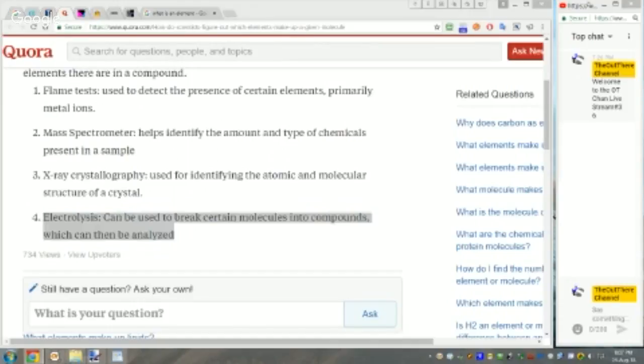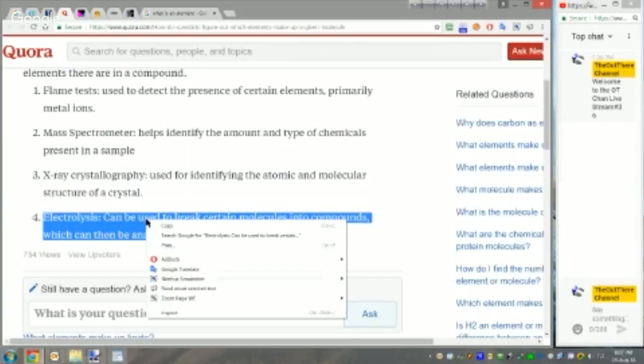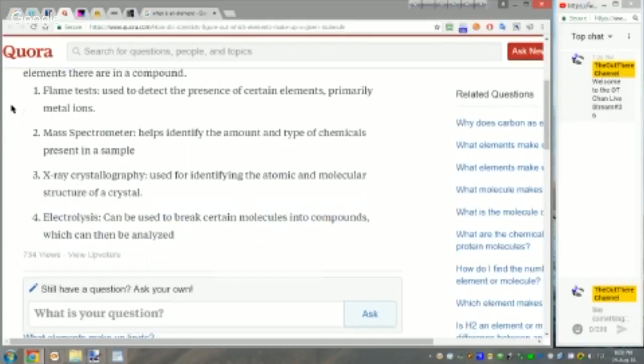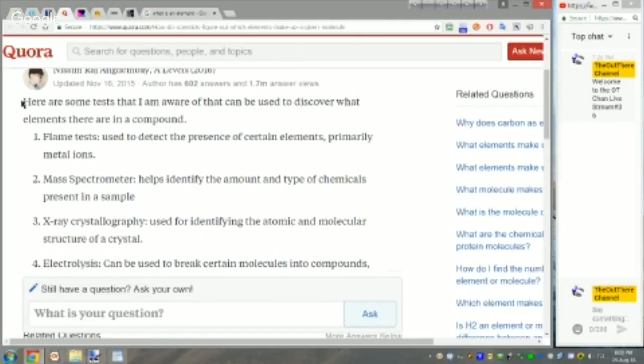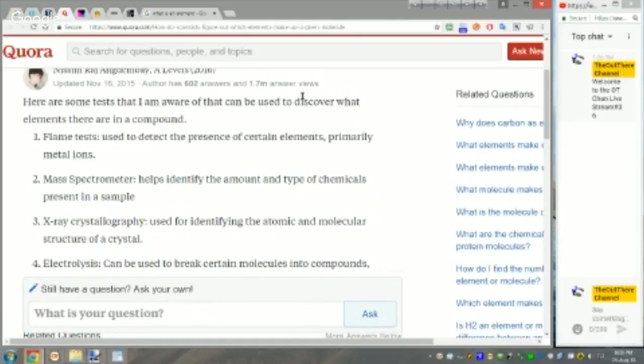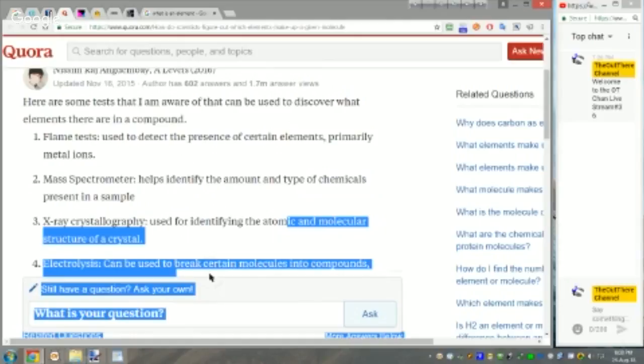I know what I've done. I unmuted it. So let's try that again. Electrolysis can be used to break certain molecules into compounds, which can then be analyzed. There you go. A wee bit better than Stephen Hawking. Not sure if it can read a whole paragraph, but we'll try it. It'll come in handy when I can't say the words.